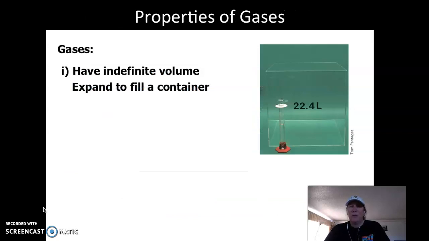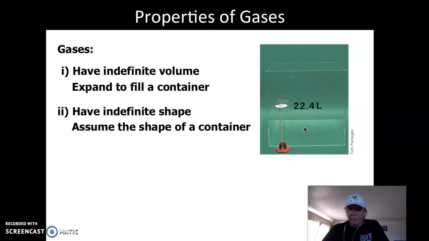When you have a gas, it has an indefinite volume. It'll fill whatever container size it has. A liquid has a definite volume, a solid has a definite volume, gases don't. They can spread out as far as the space that they have. You can see in this picture, at standard temperature and pressure, the volume of a gas is 22.4 liters. That's a standard, but that's if you're at standard temperature and standard pressure, and we'll talk about those in a minute.